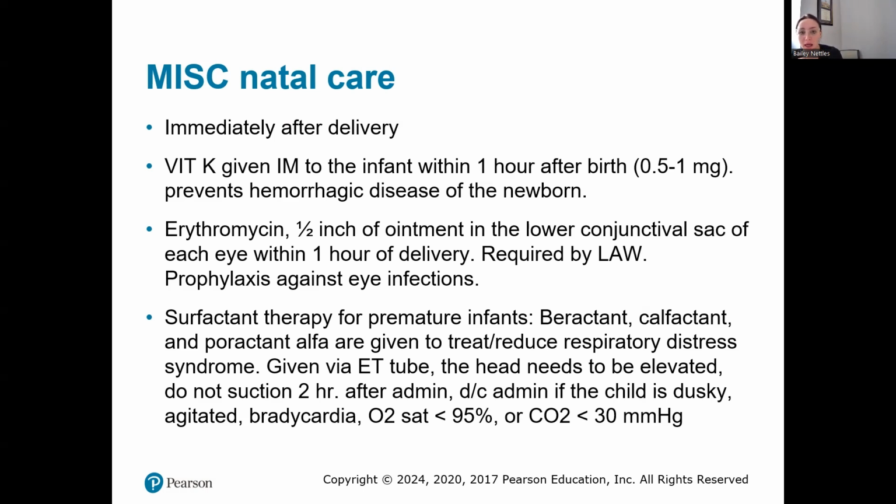The head has to be elevated, and you cannot suction within 2 hours of administration. So they need to be in a semi to high Fowler's, okay? And you cannot suction the baby after. So get all the suctioning done before and then give them the medication, okay? Stop the medication, do not give any more, if the child is dusky, agitated, bradycardic, if their SATs are less than 95 or their CO2 is less than 30.